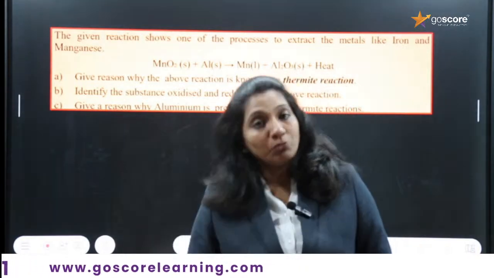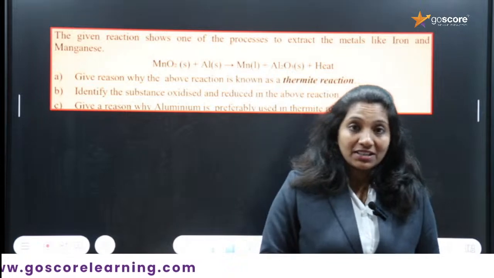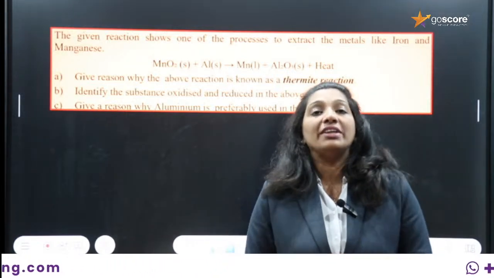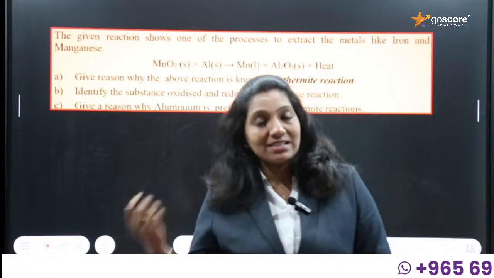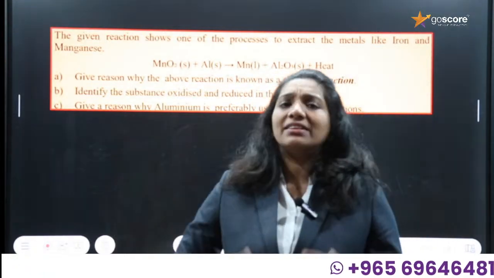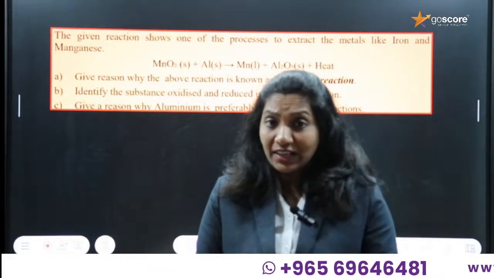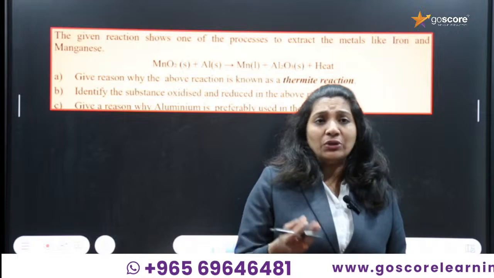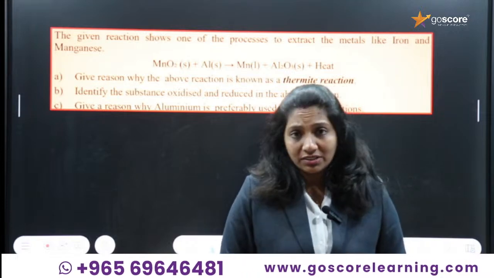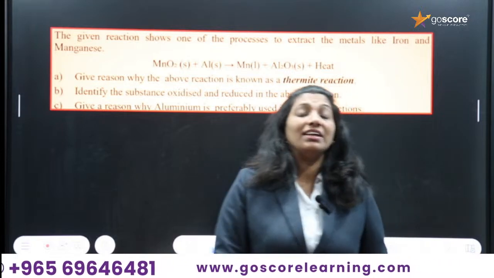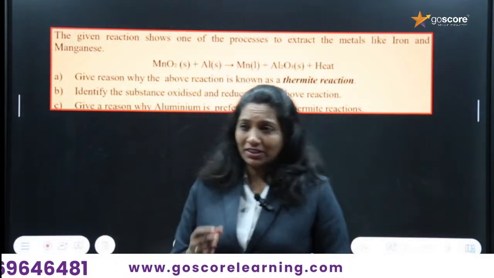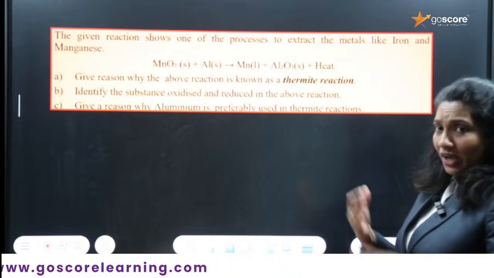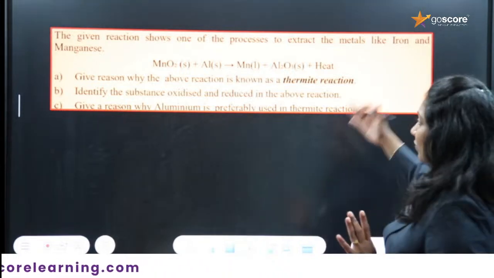Okay? And why is it called a thermite reaction? Because during the extraction process, a large quantity of heat is liberated, right? And the extracted metal is usually in the molten state, right? That's why we use iron extracted by the thermite process for joining cracked railway tracks or cracked machine parts, etc. Right? So you have recollected all those things. Now we can move on to the question.